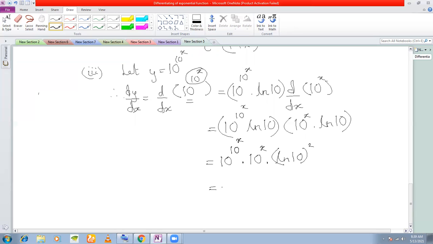Okay. So finally, you can add another step. You can add the powers also, as x into ln 10 whole square. And that is your answer. Okay. So I'll stop here for today.